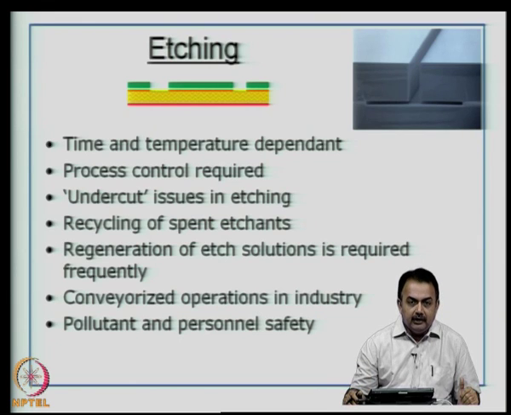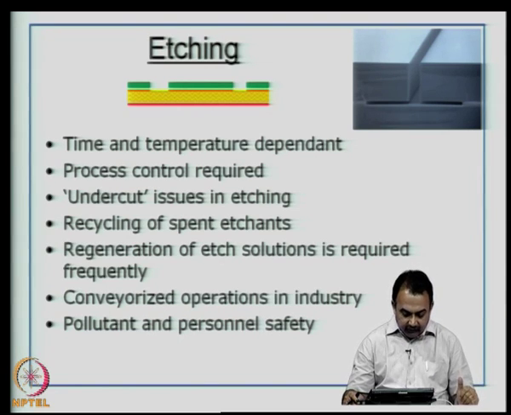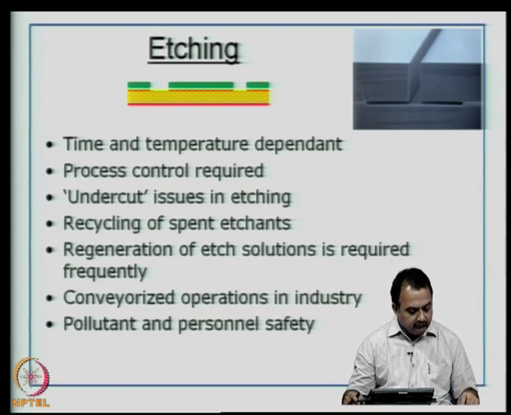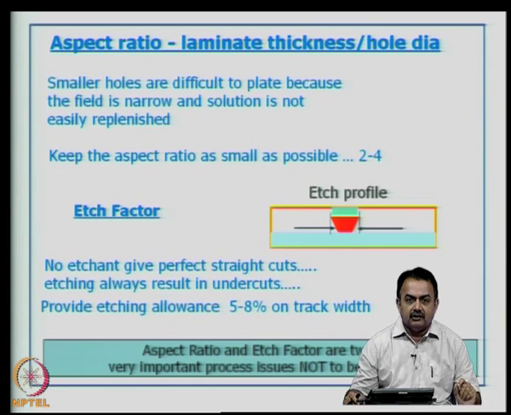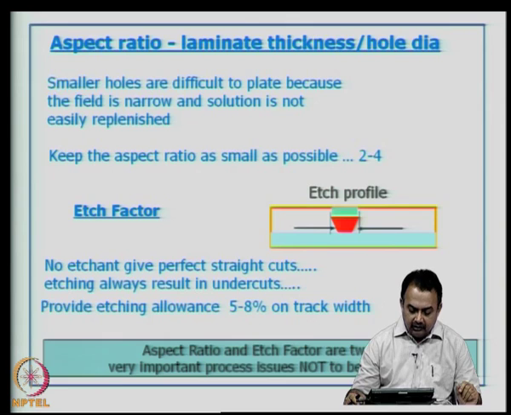Typically in large volume manufacturing you will use conveyorized operations, and because etchant chemical is corrosive, you have to take care of the pollution factor and also the safety of the personnel working in the lab or the industry. We have seen in our previous class a very important factor that determines the design for manufacturing aspect, that is aspect ratio, which is defined as laminate thickness by hole dia, and we have seen how a designer needs to know whether a particular aspect ratio in a design can be manufactured or not, because smaller holes are difficult to plate, and therefore, the plating solution will not wet the small holes. Therefore, the reliability is a concern, and we have said to keep the aspect ratio as small as possible in the range of 2 to 4.